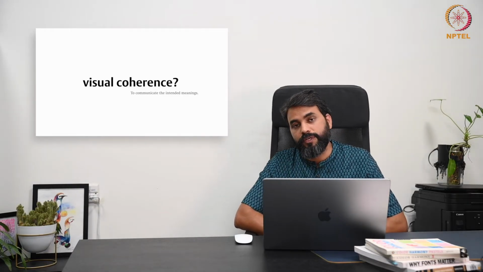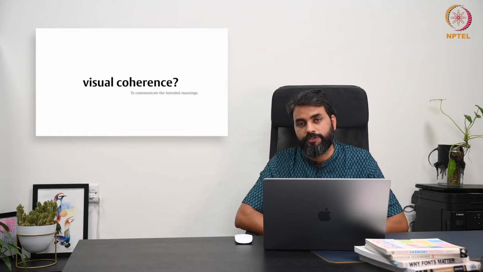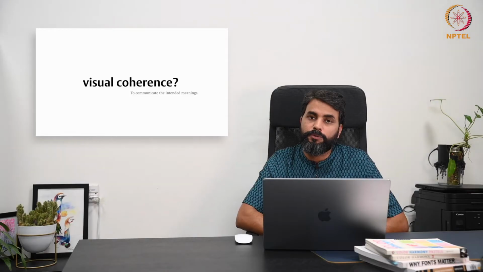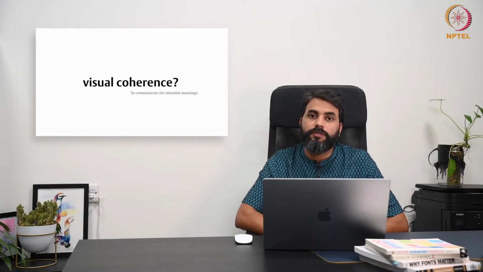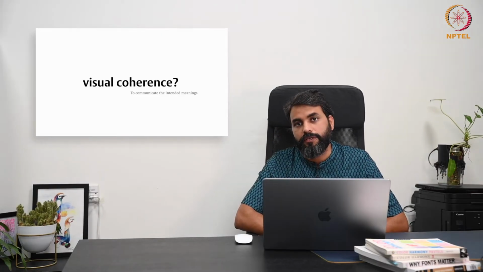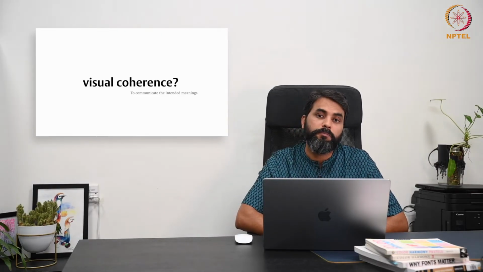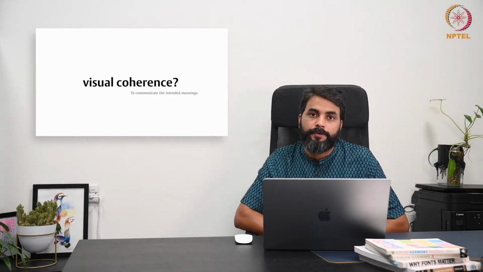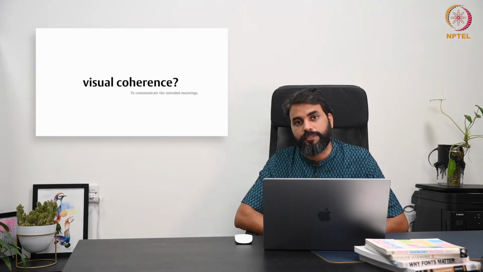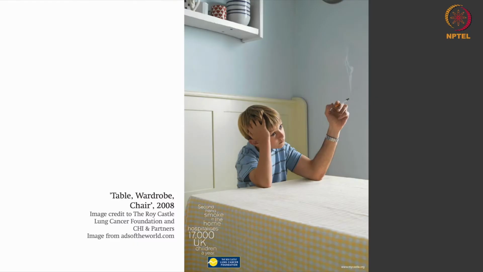So when there is visual coherence, all elements work in synergy. Somehow they complement each other, and through this synergy, they bring out the meaning which has been intended, and that is also bias free. So that means this visual coherence is really important to understand. Now let us look at this example and try to understand visual coherence in a better way.